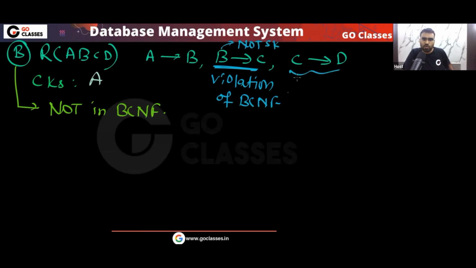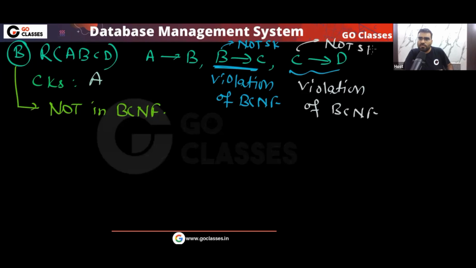Similarly, this is a violation of BCNF because this is not a super key. Okay, is this clear? Both of these are violations of BCNF. This is not a violation, okay, yes or no? This is not a violation because here A is a super key. Here you can notice that A is a super key.